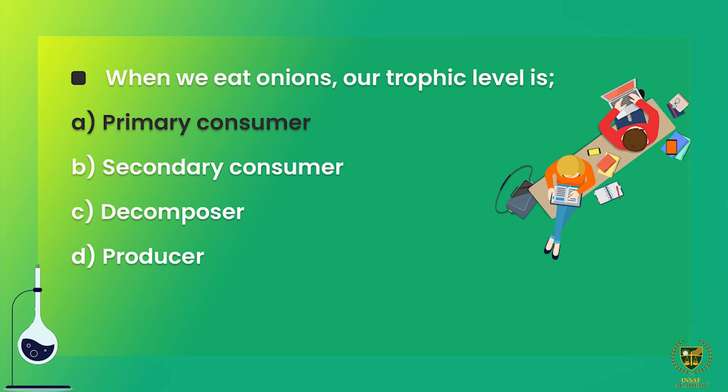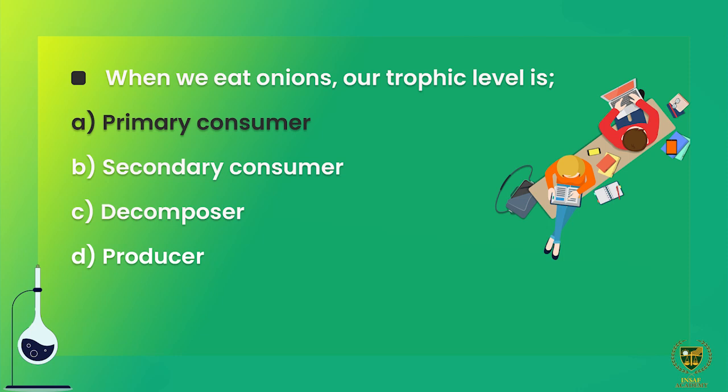Secondary consumers, they are the consumers which eat the primary consumers, means the animals. And decomposers, they eat both consumers, means the herbivores as well as the carnivores. Also the producers. And delta option is producer. So the producer, that is itself a plant. So the correct option for this question is a primary consumer. When we are eating onions, our trophic level is primary consumer.